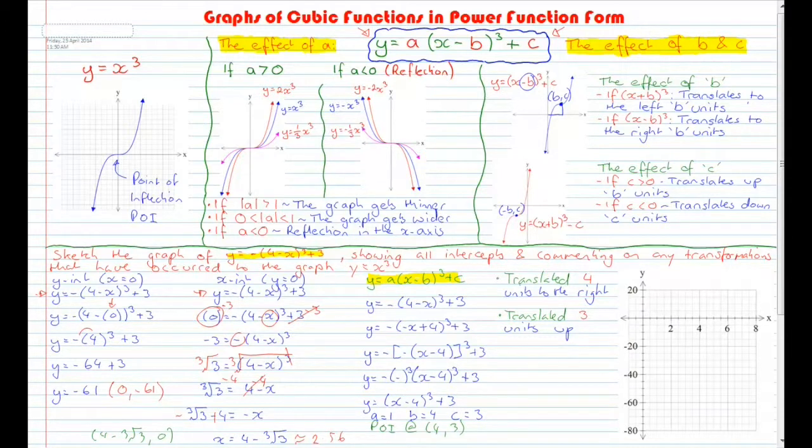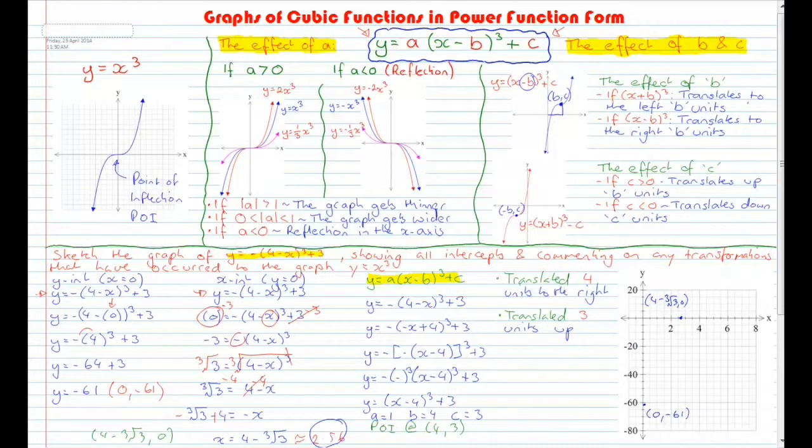So the first one being the y-intercept, so that's at 0, negative 61, so it's around about here, and I'll write 0, negative 61. The next one being my x-intercept, which is at 4 minus the cube root of 3. Now like I said before, this is actually roughly at 2.56, so go up to 2.56, and we're going to plot the point there, and we're going to write in the coordinate of the x-intercept, which like I said is at 4 minus the cube root of 3, 0.